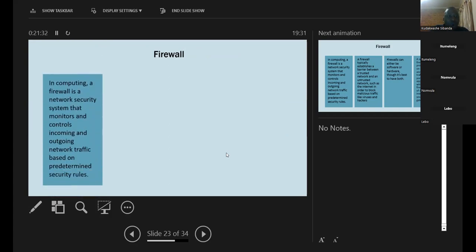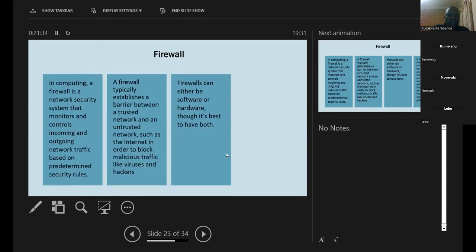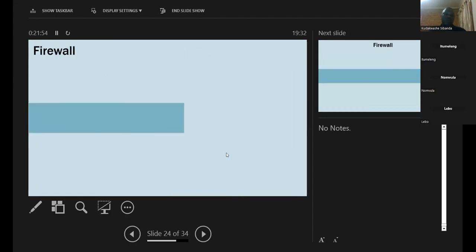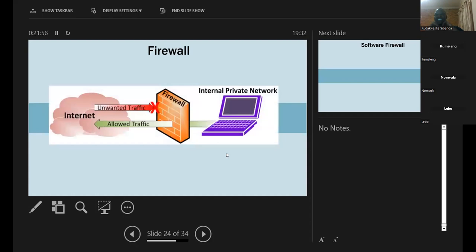Then there are firewalls. They establish a barrier between a network and an untrusted network. You're protecting the network within a company from the external network so that hackers don't come in. Don't worry, we are going to cover this in much more detail. This is just an introduction, right? So what a firewall does is it blocks unwanted traffic, and then it allows some traffic as well.